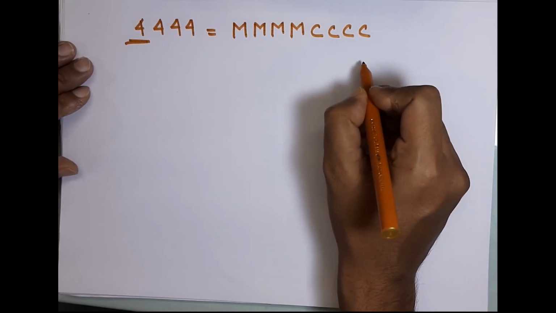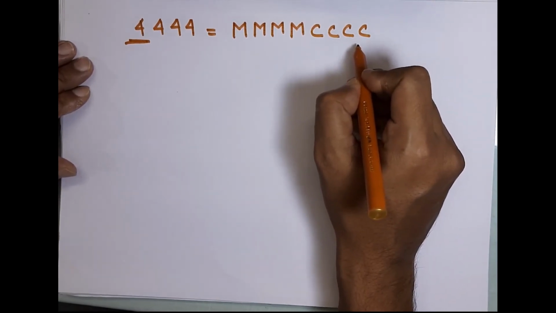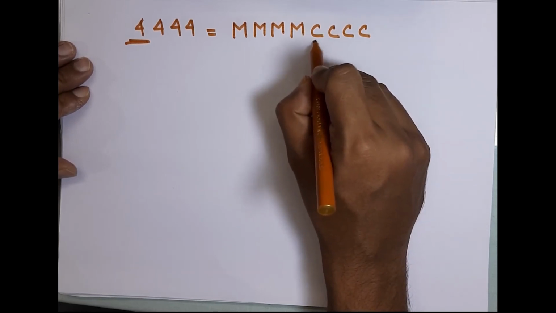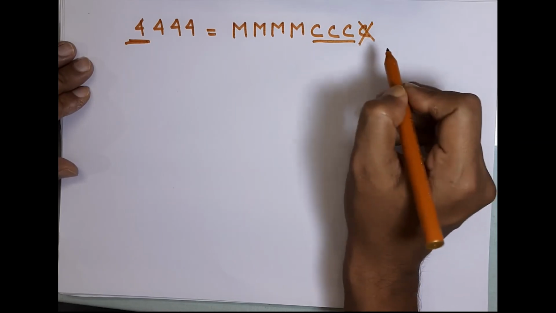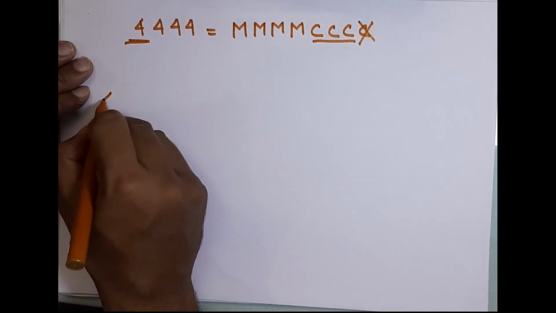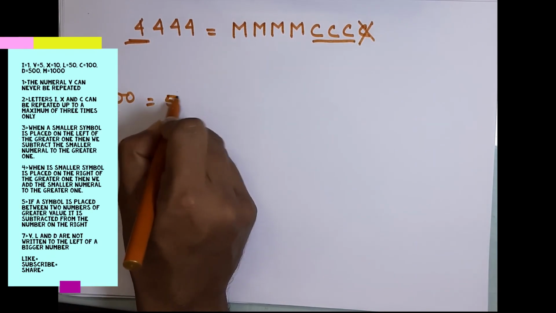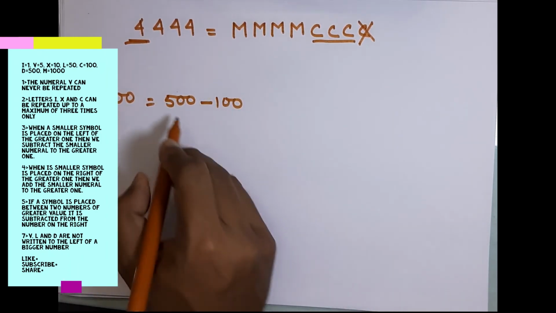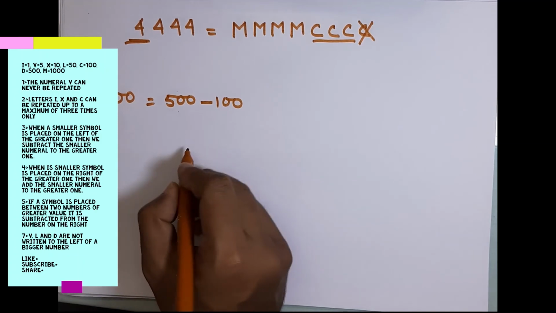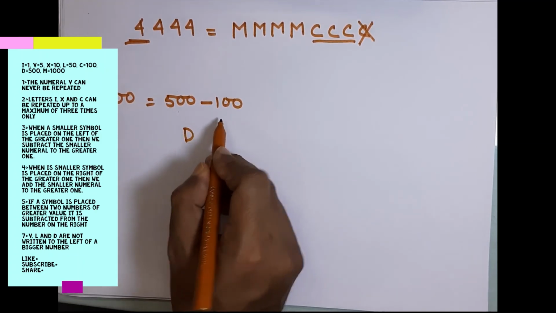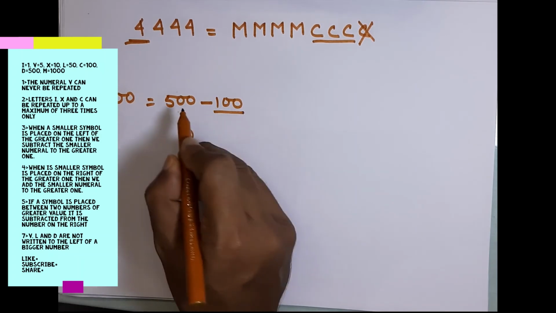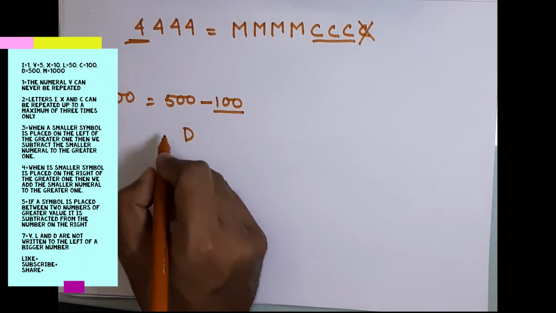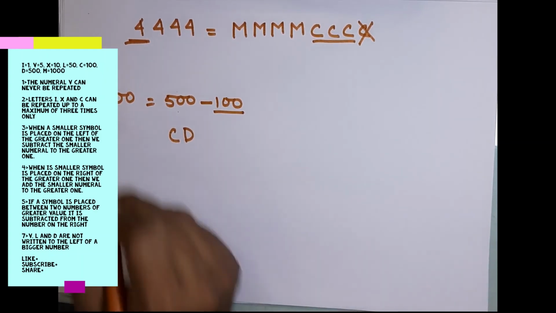Is this correct? No, this is not correct, because if you remember our point number 2, there we have mentioned C cannot be repeated more than 3 times. So this is wrong. So how do we represent 400? We represent 400 as 500 minus 100. And how do we subtract in Roman? We'll represent 500 by D, and then we'll put the smaller number than 500 on the left side. So 100 is represented by C. It will be CD. That is equivalent to 400.